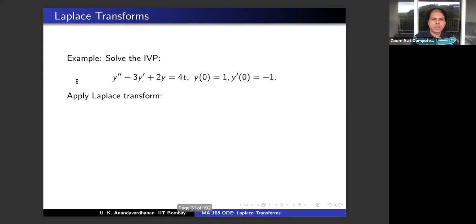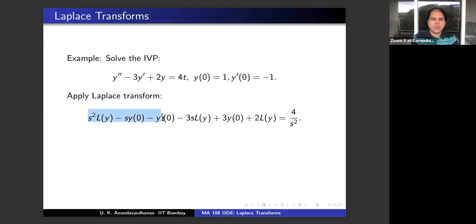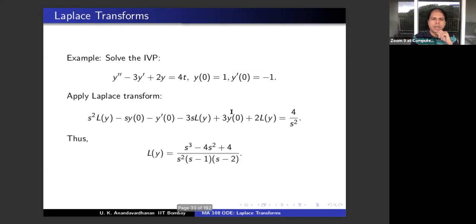Apply Laplace transform. So you will get s square L of y minus s y of 0 minus y prime of 0, corresponding to this, minus 3 times s L of y minus y of 0, plus 2 times L of y, and this is 4 times Laplace transform of t. Laplace transform of t power n is n factorial by s power n plus 1, so it is 1 factorial, so 1 by s square. So you get this. Agree? Now plug in y of 0 is 1 and y prime 0 is minus 1. I will not get into the detail, plug in all that and simplify. If there is no typo, this is what you get.